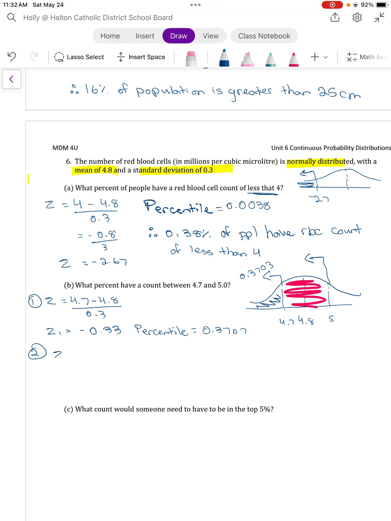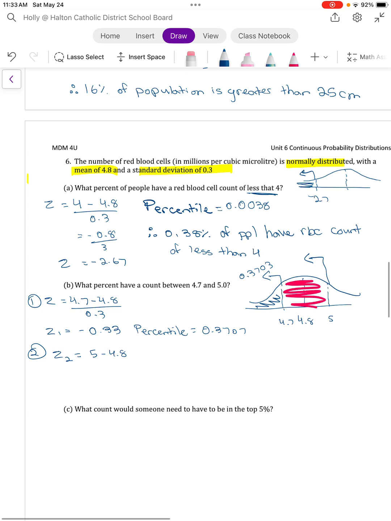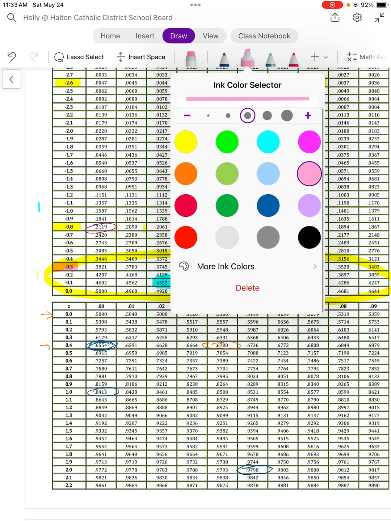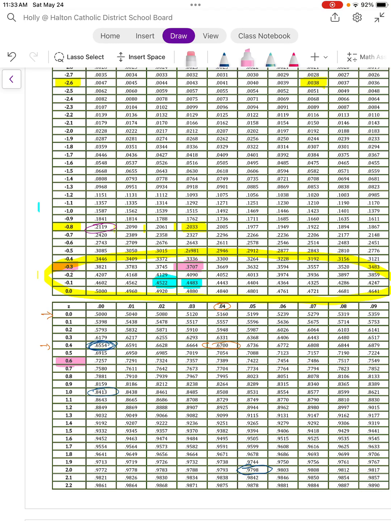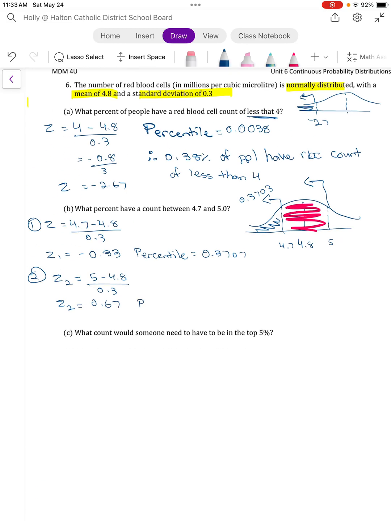Now let's find out the z-score for the second part, which is 5 minus 4.8 divided by 0.3. And that gives me a z-score for this part of 0.67. So let's go down, 0.67. Yes, 0.6, then 0.7. 0.7486. So here, this is 0.7486.